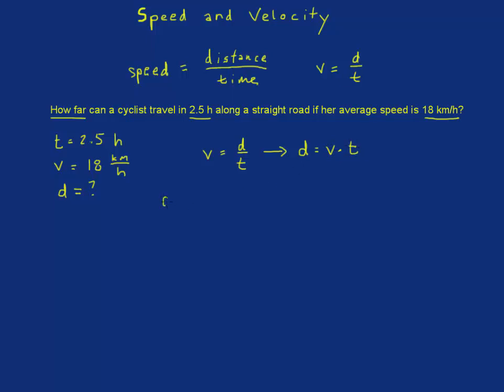Now I can substitute. So I'm going to take d equals my velocity, which really is actually just the speed in this case, 18 kilometers per hour times 2.5 hours, and that comes out to 45 kilometers. And that's an example using average speed, no direction involved.